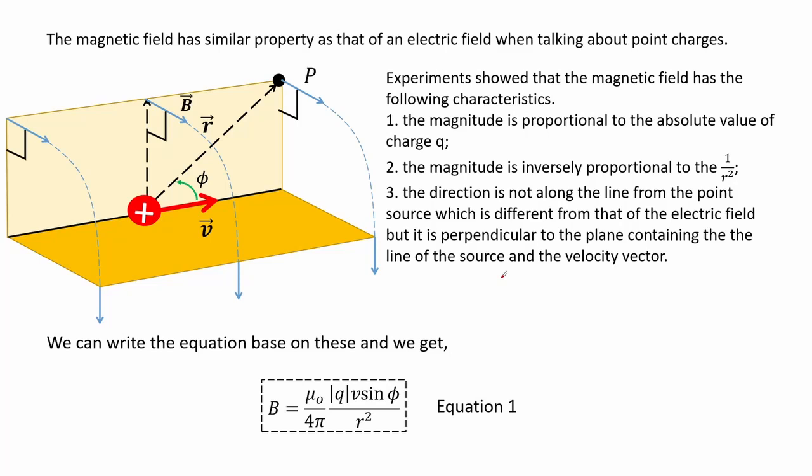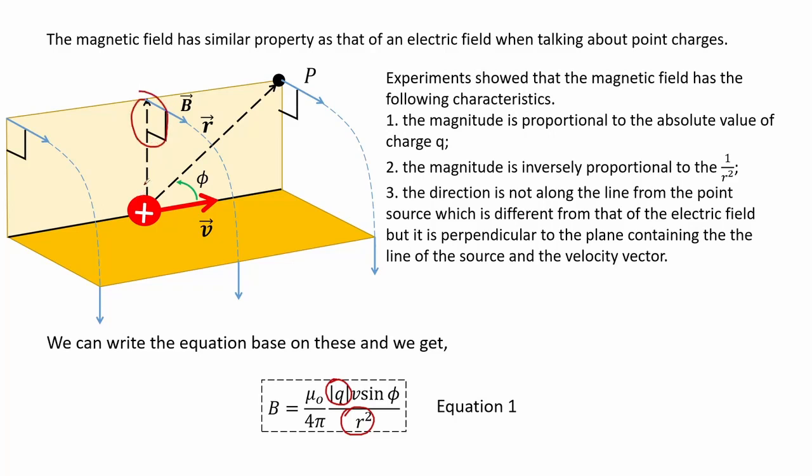The magnetic field has a similar property to that of an electric field when talking about point charges. Experiments showed that the magnetic field has the following characteristics. The magnitude is proportional to the absolute value of charge q, and inversely proportional to r squared, 1 over r squared, which shows a huge reduction in its strength. The direction is not along the line from the point source, which is different from that of the electric field, but it is perpendicular to the plane containing the line of the source and the velocity vector.